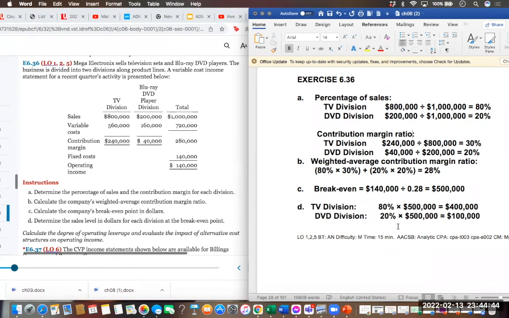So therefore, at the break-even point, we should be selling more of the product line with the highest contribution margin ratio. And that is our TV division. So we'll be selling 80% of the break even in dollars of TVs, and then we'll be selling 20% of the DVDs, $100,000 worth.